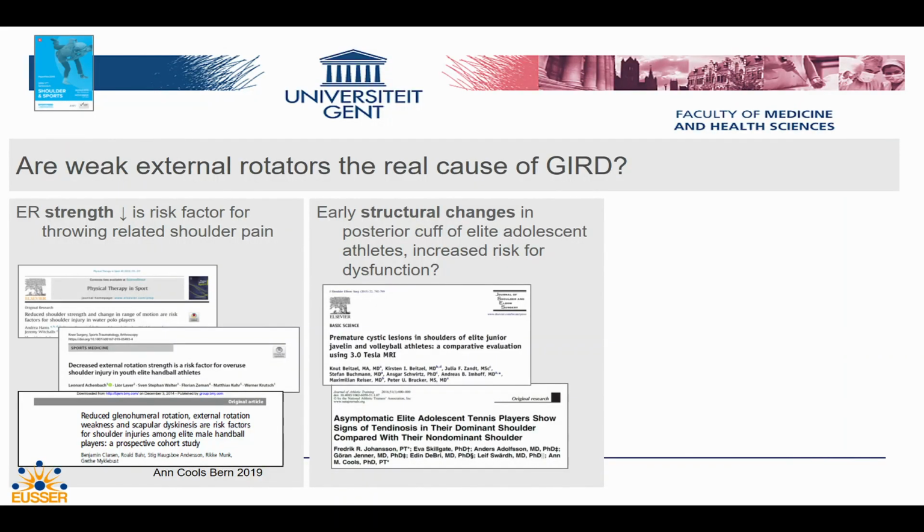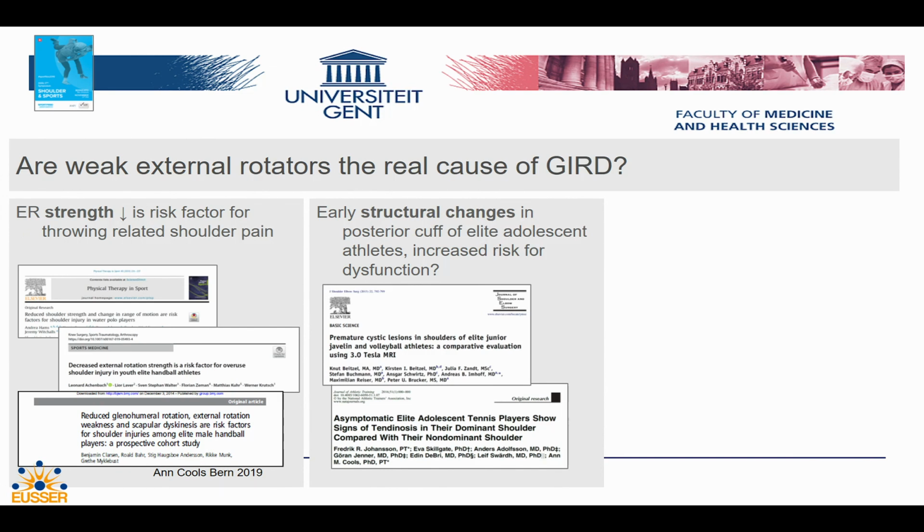We also know in elite overhead athletes that there are some early structural adaptations. For instance, in a German study, there were some cystic changes in the posterior cuff, and we also found in elite adolescent tennis players that they had early signs of tendinosis. Now, they had no symptoms, but maybe we can consider this as a small ticking time bomb. We don't know at the end what will happen.